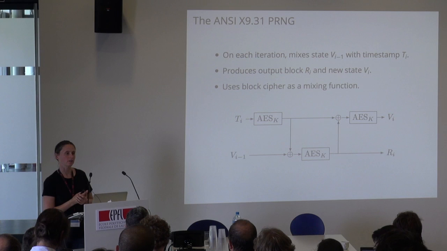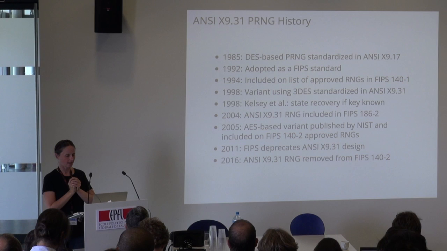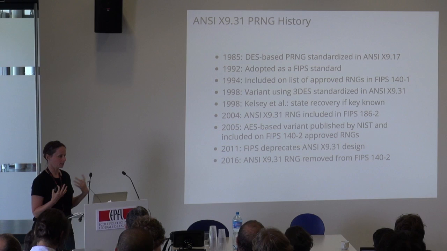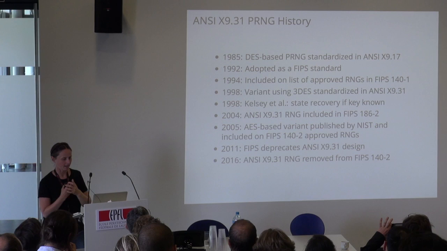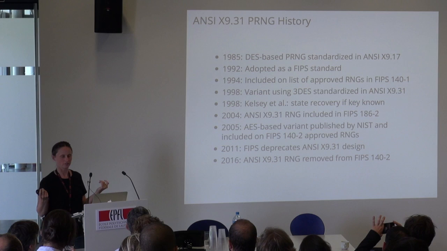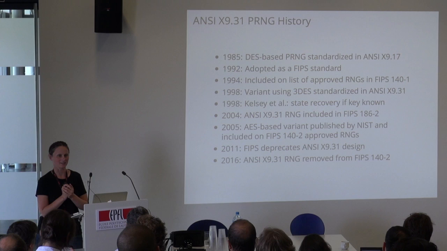Okay, so this random number generator has a long history. It was one of the first widely standardized designs. It was first published, as far as we know, in 1985. There was a version based off of the DES block cipher that was standardized in ANSI X9.17, which was a standard for cryptography for the financial industry, back when public key cryptography wasn't even feasible and DES was the state of the art. It's not totally an unreasonable design for 1985.